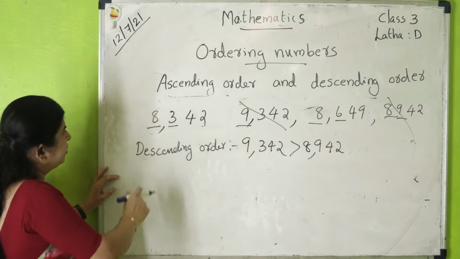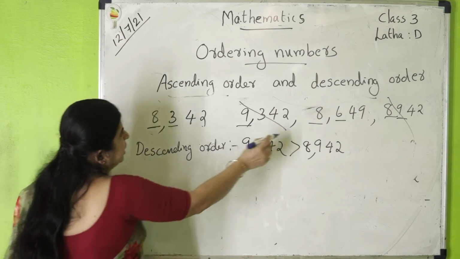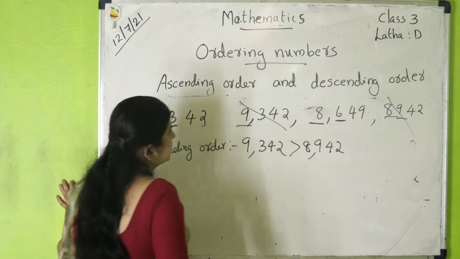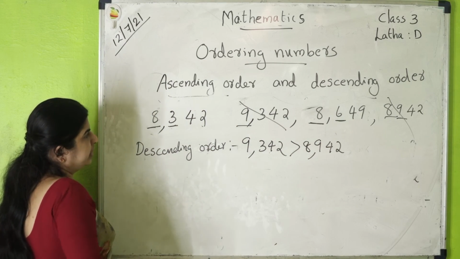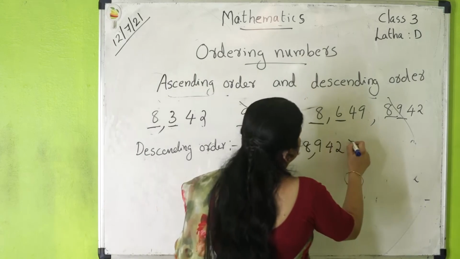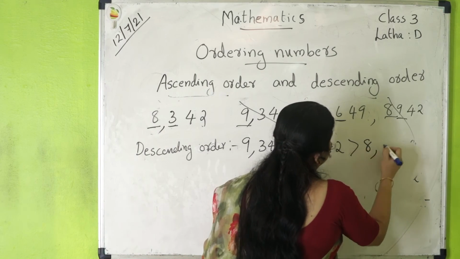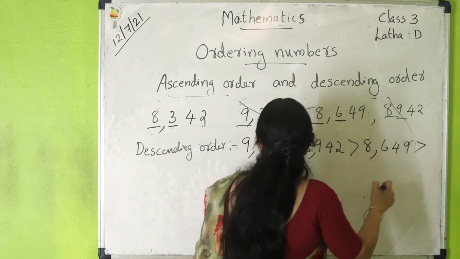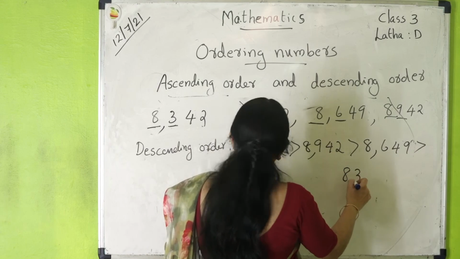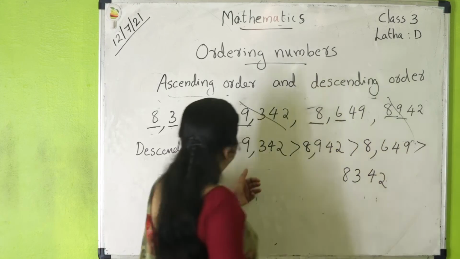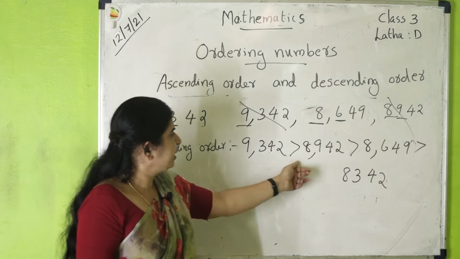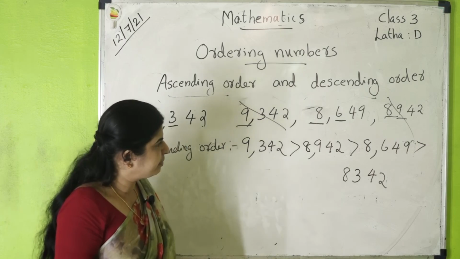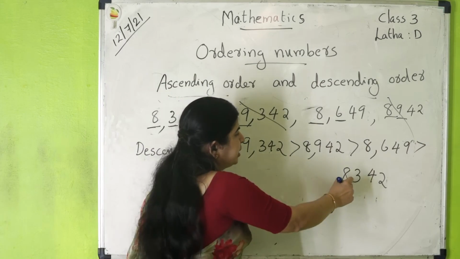Then this number cross out, and then compare 8,342 and 8,649. The first digit 8, here also 8, and the next digit 3, 6. Which is greater? 6 is greater. Therefore, we write this number as the third, 8,649. The last number, that is the smallest number, is 8,342. 9342 is greater than 8942, greater than 8649, greater than 8342.